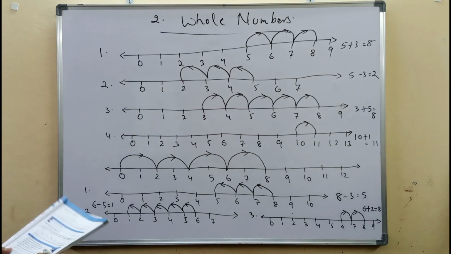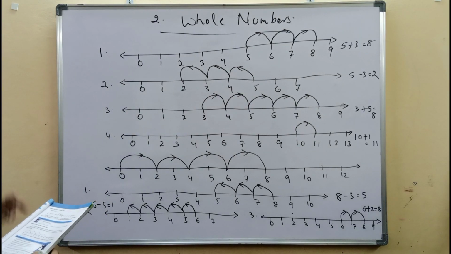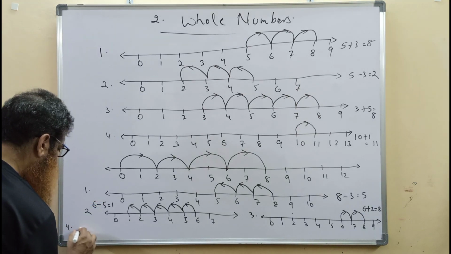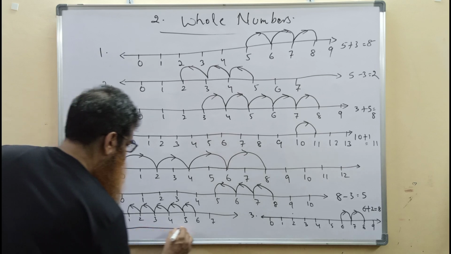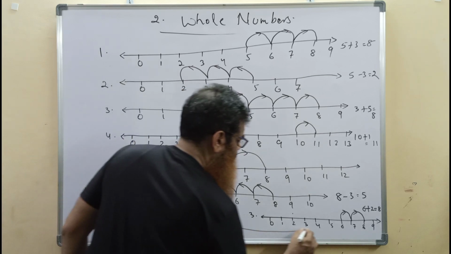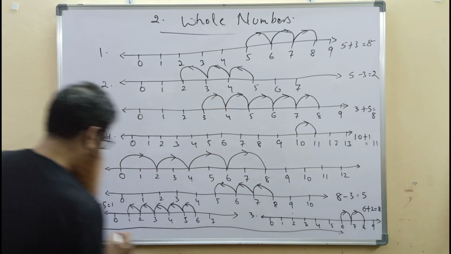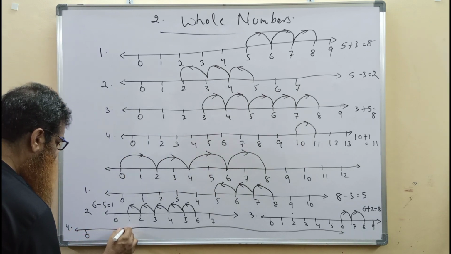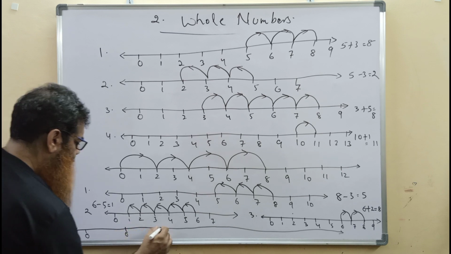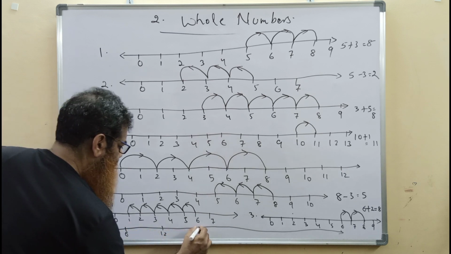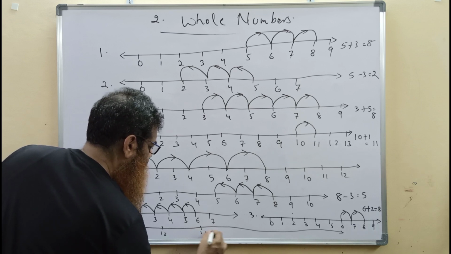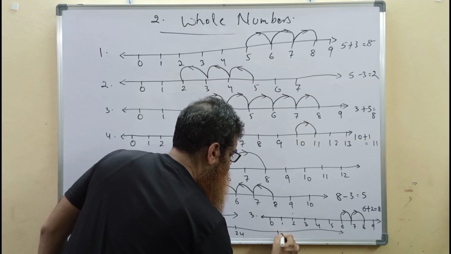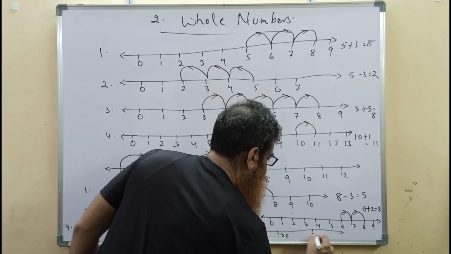Now the last one in the series: how many 6s are needed to get 30? Fourth one, begin with 0. Let's go 1 jump to 6, then 12, 18, 24. We wanted to know 30. The next jump will be at 36.